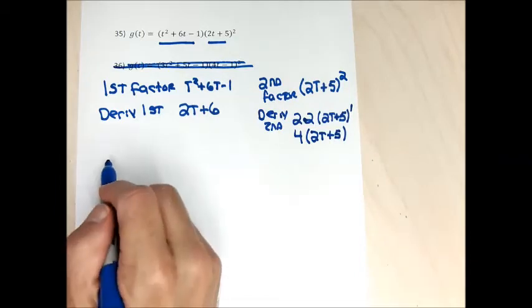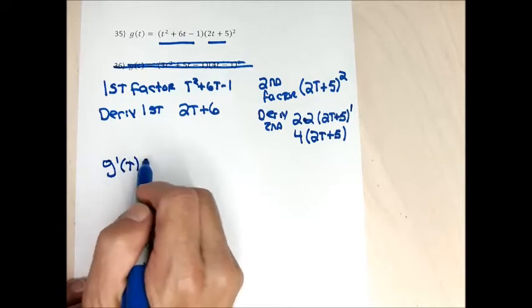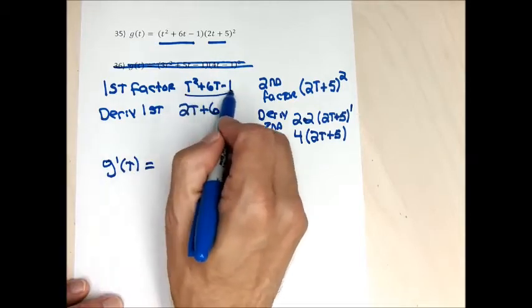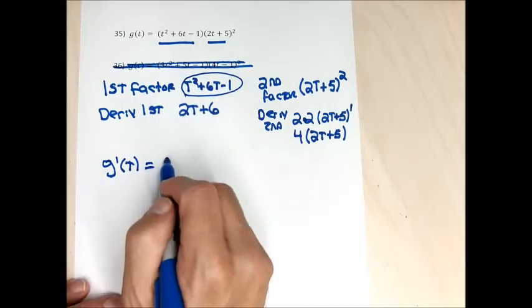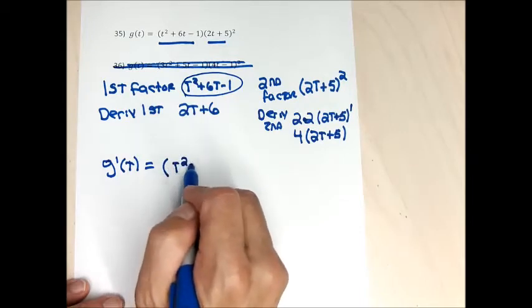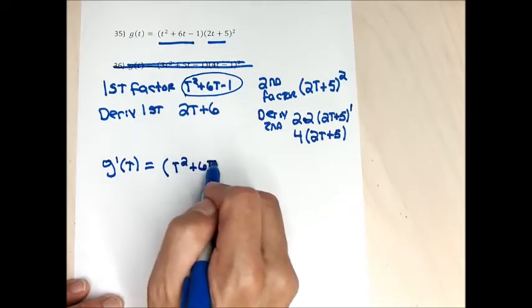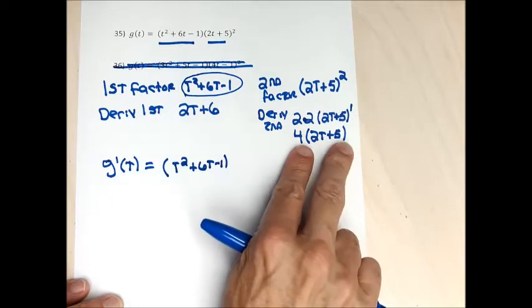So now I'm going to write my derivative for problem 35. I'm going to say the derivative equals 2. What is it? It's first factor. I'm going to put it back in a parenthesis, so t squared plus 6t minus 1 times the derivative of the second.